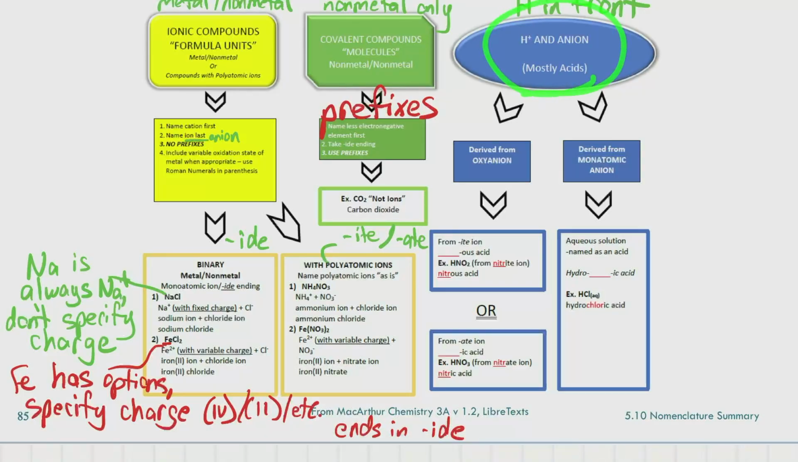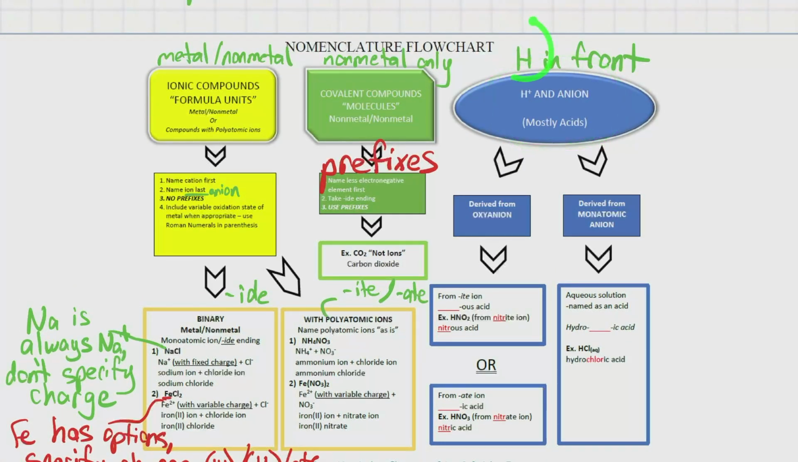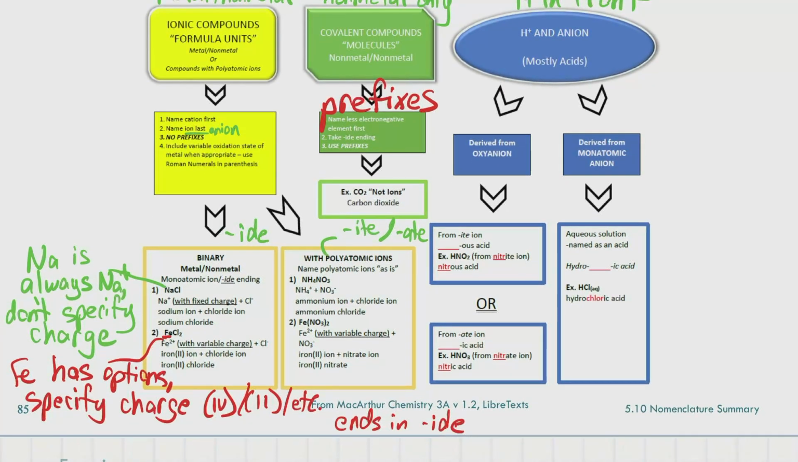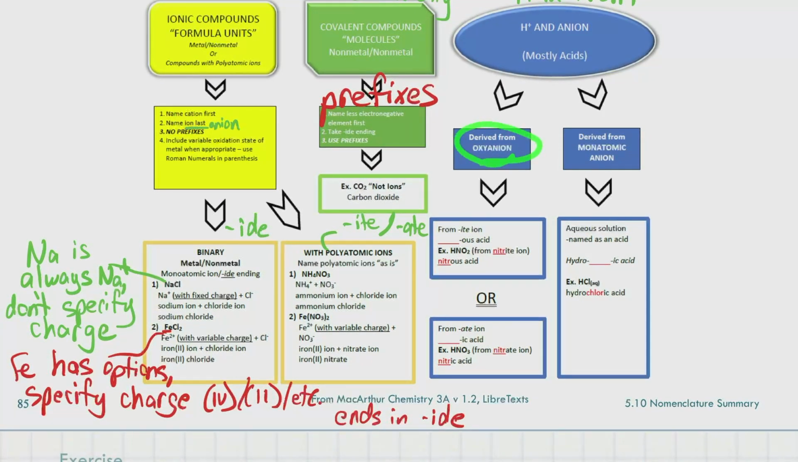And then we just talked about our acids. Acids always have that H in the front. That's how we know they're an acid. And for our things that are from oxyanions, ite turns into ic, and ate ending turns into ous. If we've just got 2 things, if we've got a binary, then we have hydro in front.